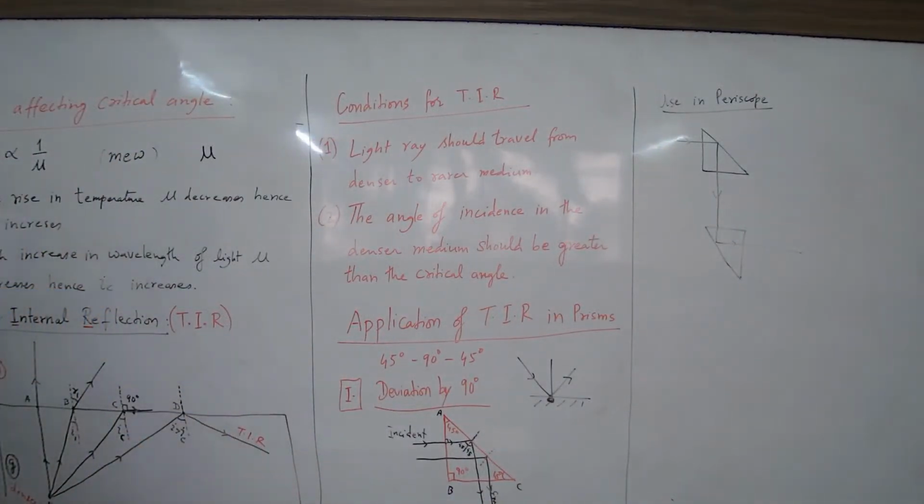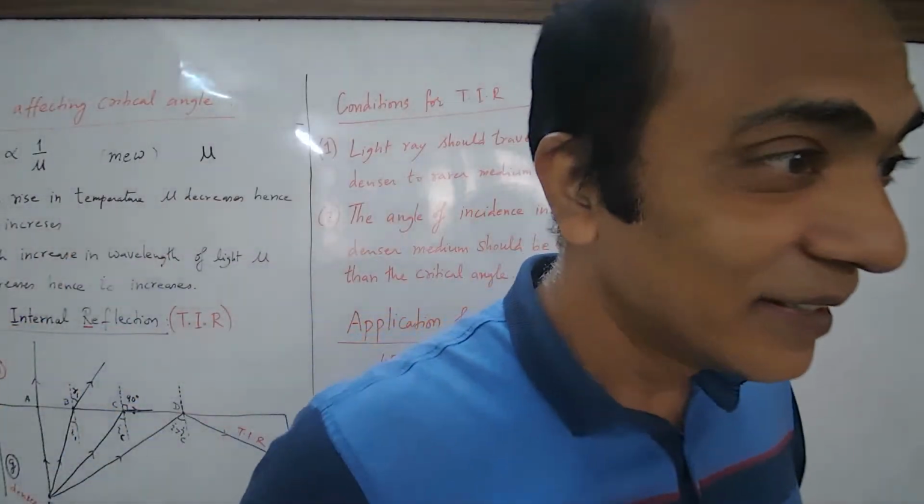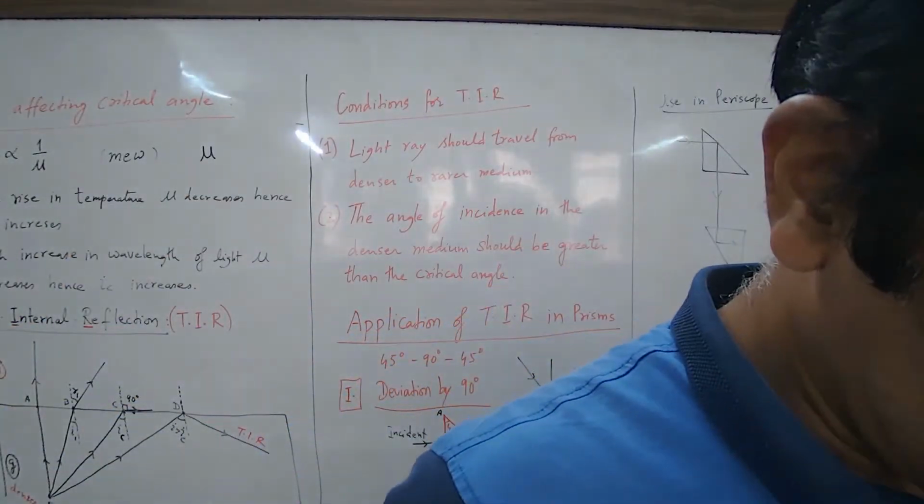Okay. So we have 5 more minutes. I can cover the second application also, which is deviation by 180 degrees. So now you can see the diagram. I will not draw the diagram. Now see this diagram. Now it is again 90, 45 and 45. Okay, open the book. This is the diagram, right?